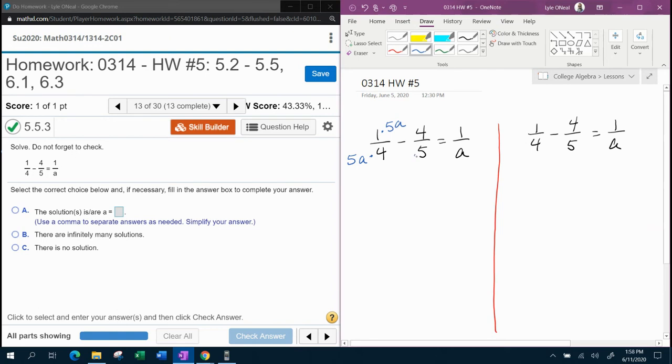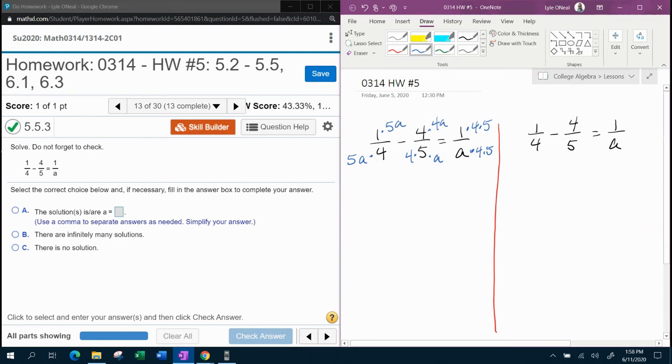The middle denominator has the 5. He needs the 4 and the a. And again, whatever I give to the bottom, I have to give to the top. And the last denominator has the a. He needs the 4 and the 5. And whatever I give to the bottom, I have to give to the top.